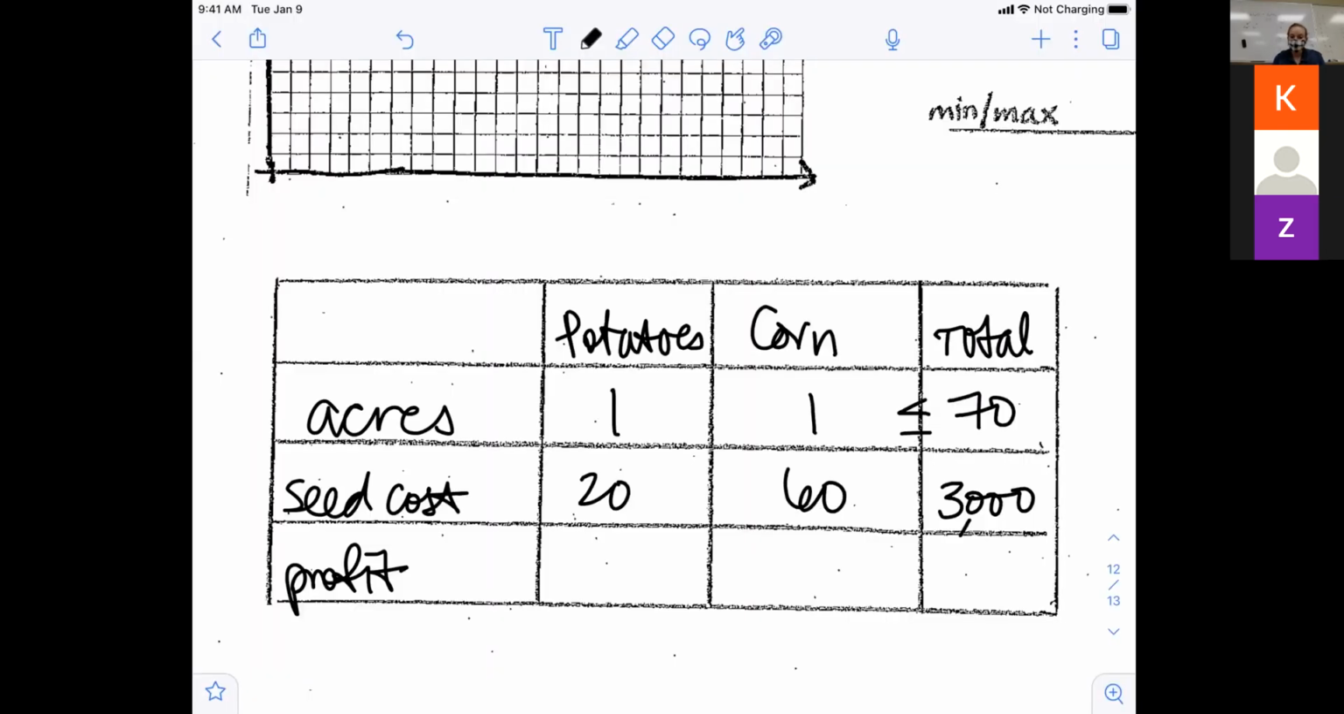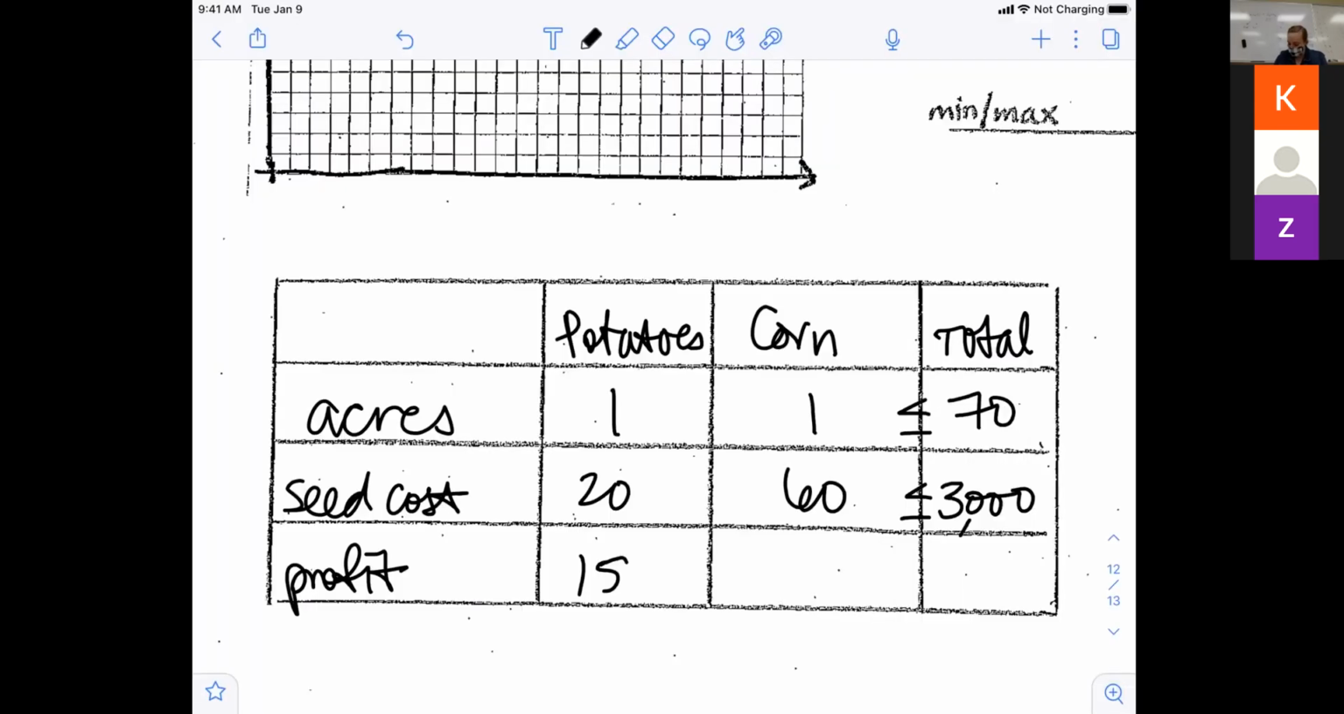And then last is profit. It says profit per acre of potatoes is $150. Profit per acre of corn is $50. And then we don't know what his total profit is. We don't have a limit or a cap or anything on that, so we can just cross that out.